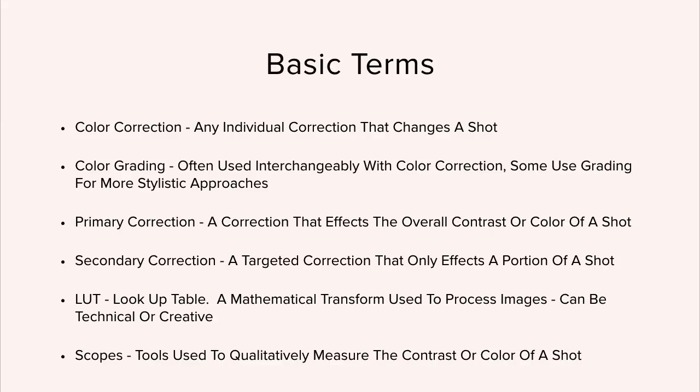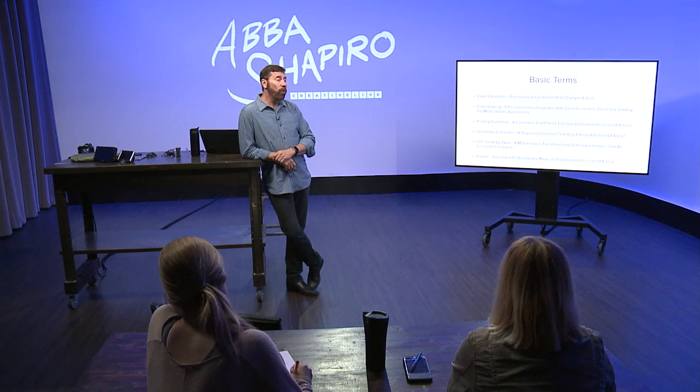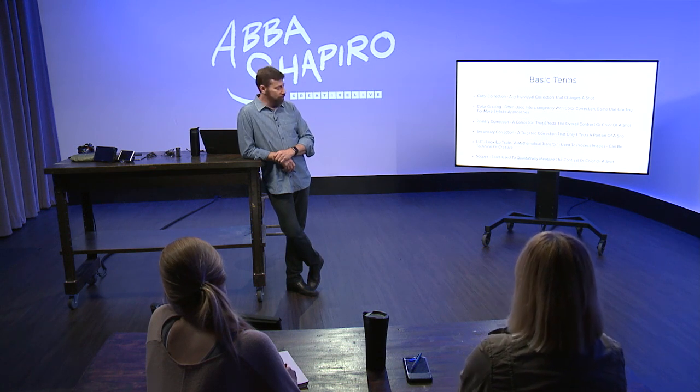And then one of the more critical terms, and what we'll be learning a lot about this morning in the first half, is scopes. These are the tools that you use to do technically a qualitative measurement, okay, of the contrast and color of a shot, because your eyes get fooled.